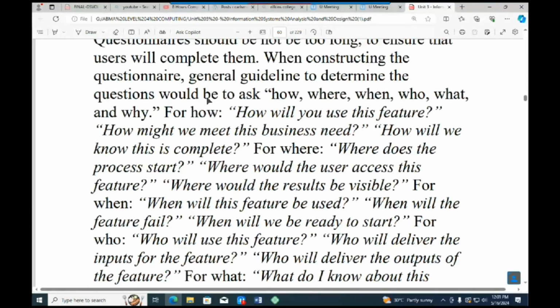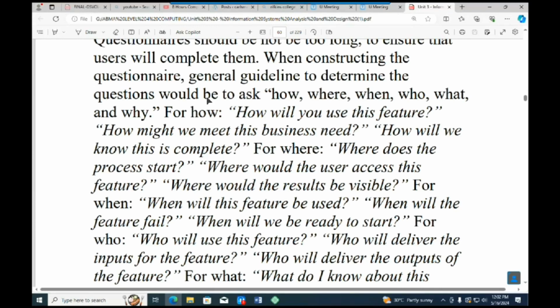Examples of questions that focus on where can be questions like where does the process start? Where would the user access this or that feature? Where would the result be visible? Examples of questions that focus on when can be questions like when will this feature be used? When will this feature fail? Or when will we be ready to start?